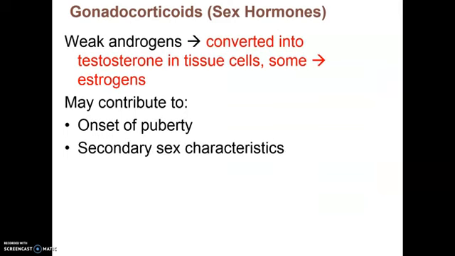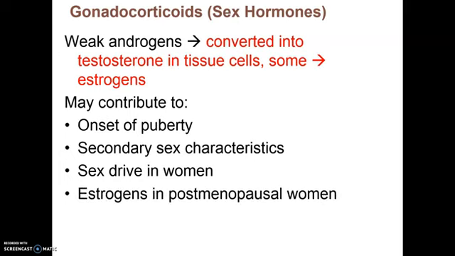Gonadocorticoids. These are the weak androgens, and they are converted into testosterone and some are converted into estrogen. They contribute to the onset of puberty as well as the secondary sex characteristics, for example, the reproductive organ development. They are also responsible for sex drive in females.